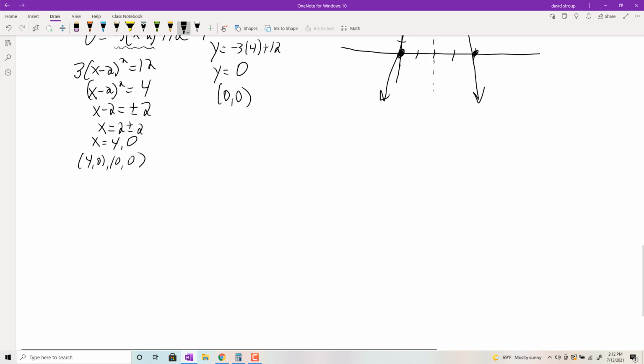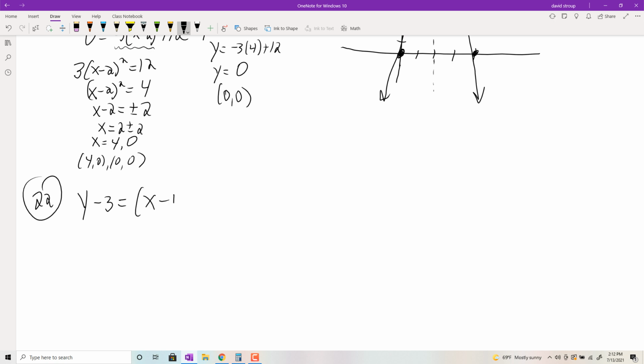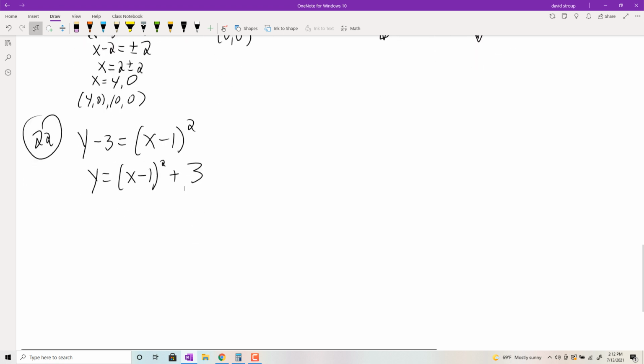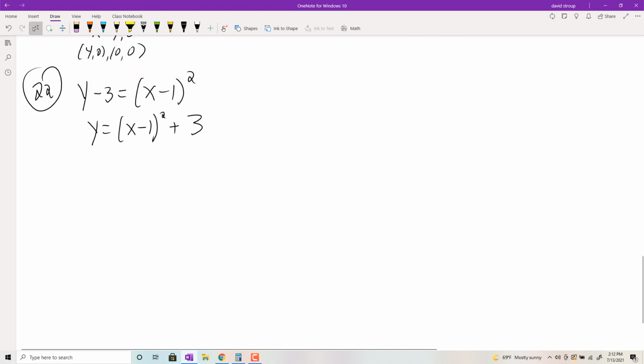So here's number 22. Y minus 3 equals x minus 1 squared. First I'm going to put it in the appropriate form, moving the 3 to the other side, and now I can start getting my information. First, the a value is 1. It's greater than 0. In other words, that's a happy face.